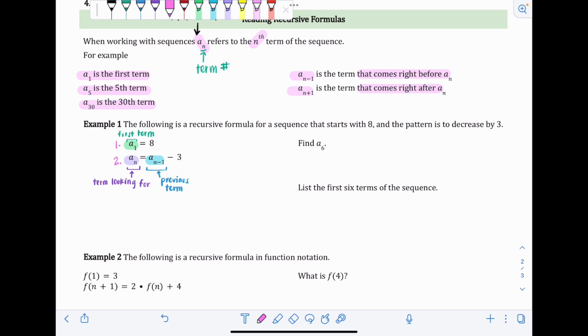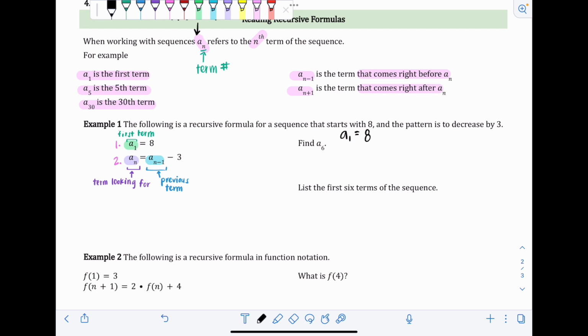Okay, so for this problem, first we're going to find the A sub 6, which is the 6th term in the sequence. Unfortunately, you can't just find it right away. You have to find the first 6 to be able to find just the 6th term. You can't really skip ahead. So in recursive, we're given the first term. So I'm just going to write that down. So A1 is 8.